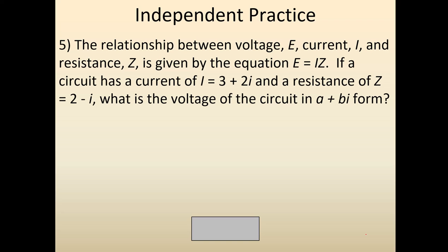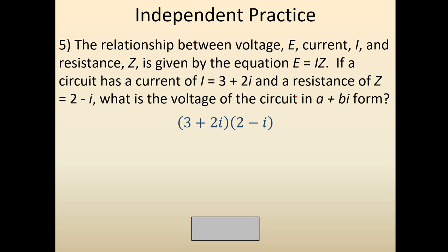All right, so this one's a little bit weird at first, but what they basically want is for you to take this term, the 3 plus 2i, and multiply it by the 2 minus i, and then to write the final answer as a plus bi. So that's what we're going to do. 3 plus 2i times 2 minus i.